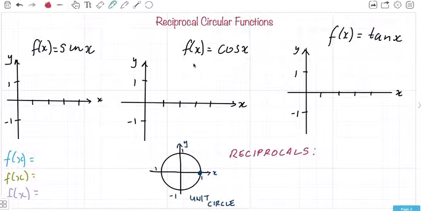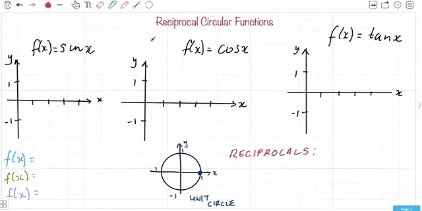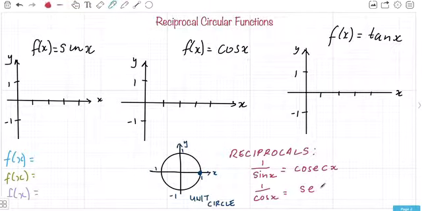So just going over reciprocal circular functions, what they are and how to sketch them. The three reciprocal functions that we're interested in, reciprocal means 1 over, are 1 over sine x, which is called cosec x, 1 over cos x, which is called sec or secant x. We just use sec x because it's easier, and 1 over tan x, which in longhand is called cotangent, but we're just going to call it cot. So cosec, secant or sec, and cotangent or cot.